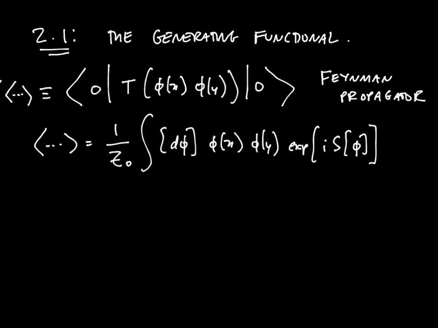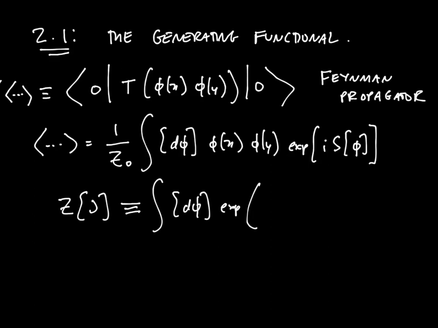Now, to calculate this, it's good to define the same generating functional as we did in quantum mechanics. So I'm going to define a slight generalization of what I had on the previous slide. Z of J is defined to be the integral D phi, the exponential of iS of phi, plus i integral d4x, J of x, phi of x. Excuse me, I seem to have run out of board space.